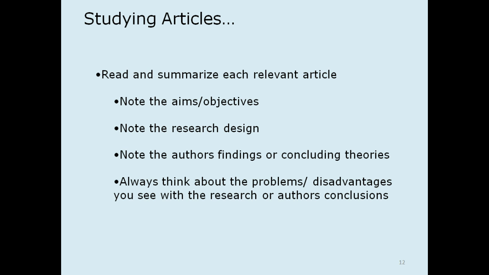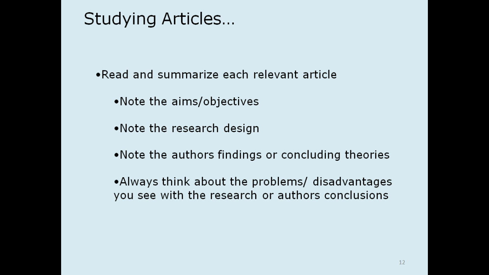And of course, once you've looked at research design, look at the findings. What's the concluding theories? What's the result of the article and the result of the research? So you've got a good summary on an A4 piece of paper for one article about their aims and objectives, how they went about the research, what were their key findings, and what were the concluding theories they came up with or posed. And then once you've read it and thought about it, you can think critically.